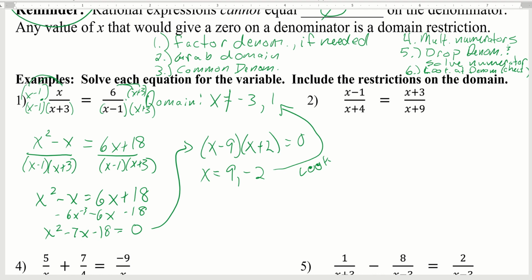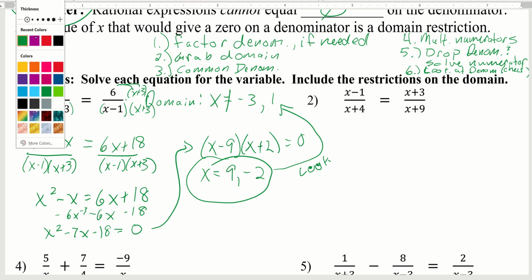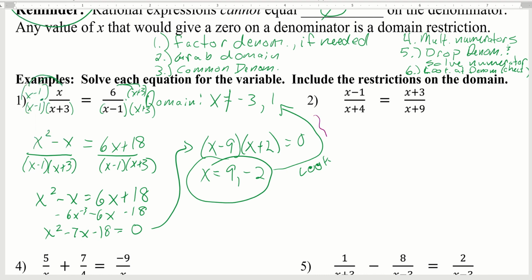Okay, so look up there and see, do I have any answers that I've already told myself I can't have? So if I look, my answers were 9 and negative 2, and you told me that I can't have negative 3 and 1. So they don't match at all, so therefore those two guys are my solutions. Okay. So definitely a process here, but once you've done a few examples, you'll get more and more comfortable with it. Okay, so number 2.